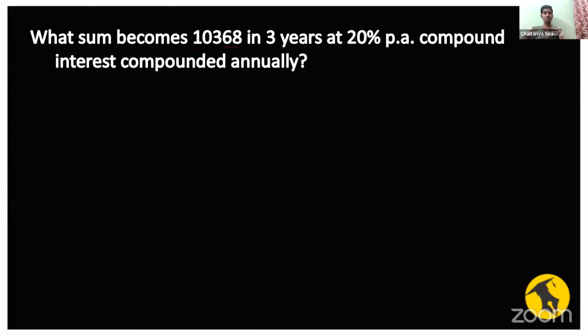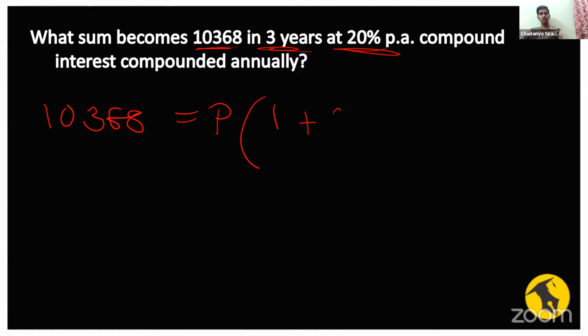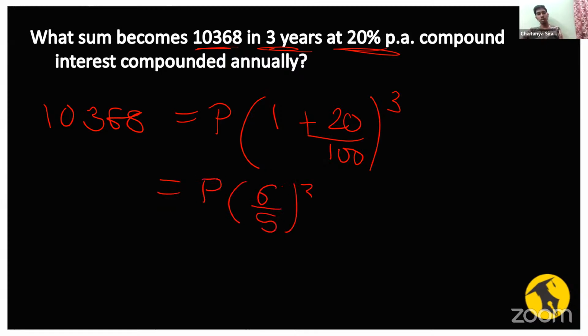What sum becomes 10,368 in 3 years at 20% per annum? So you are given the amount here and you need to find the principal. Amount is how much? Principal into 1 plus R, that is 20 by 100, for 3 years. So P into 6 by 5 cube. So I can write it as 6 by 5, 6 by 5, 6 by 5.